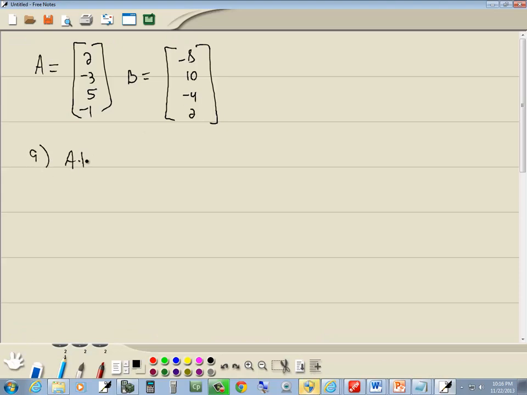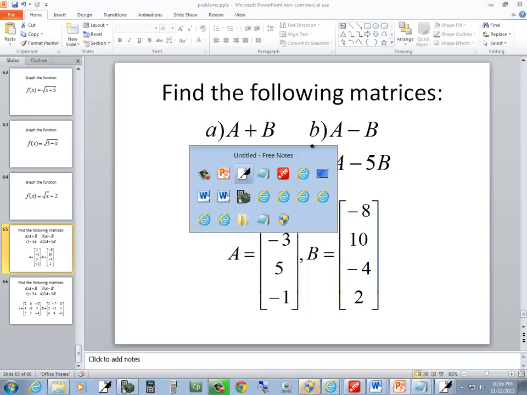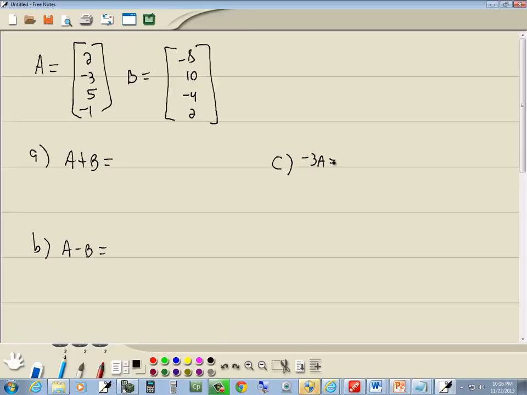Okay, we want A plus B. We want A minus B. We want negative 3A. And we want 2A minus 5B. Okay, let's input these in our calculator.